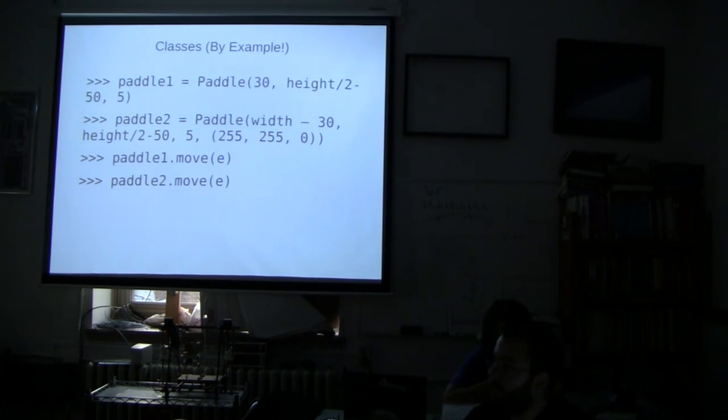And then these are sample method calls. So paddle1.move is a method call. So you're saying, I want paddle1 to move, rather than just moving some arbitrary paddle. Sorry, the... It's an event. Yeah. So the move takes one argument, it takes an event, and it checks whether or not it's up or down. Questions on this at all? This is just a silly contrived example. The demo code actually shows what's going on, and it's a pretty complete Pong game.